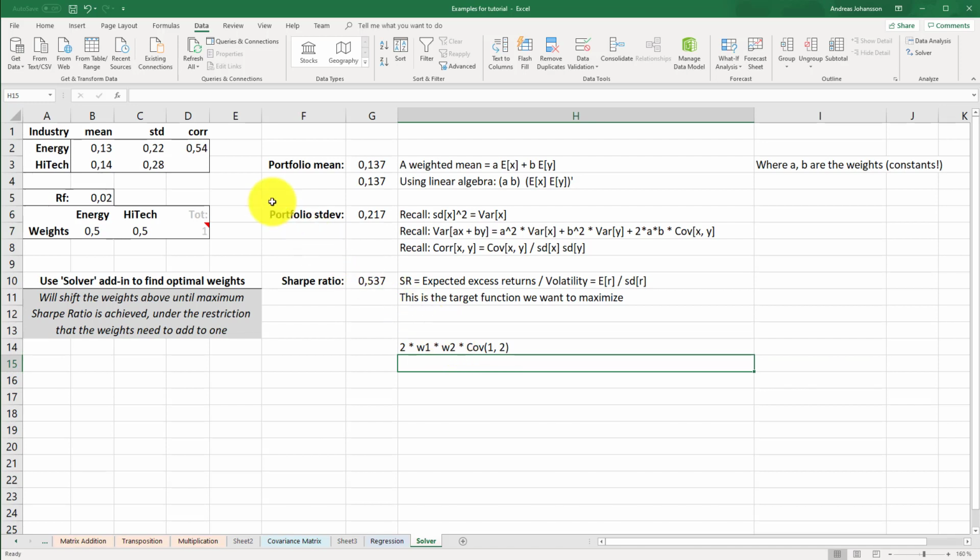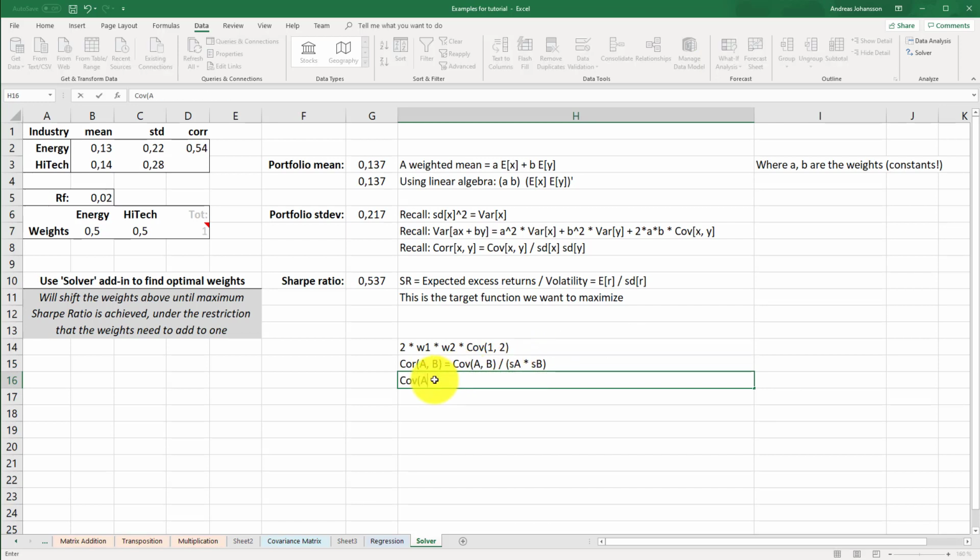However, we do not have the covariance, we have the correlation. But we know that the correlation between asset A and B is the same thing as the covariance between A and B divided by the standard deviation of the A asset times the standard deviation of the B asset. So if we just multiply with the standard deviations on both sides, then we get that the covariance between asset A and B is the same thing as the standard deviation of A times the standard deviation of B times the correlation between these two assets.